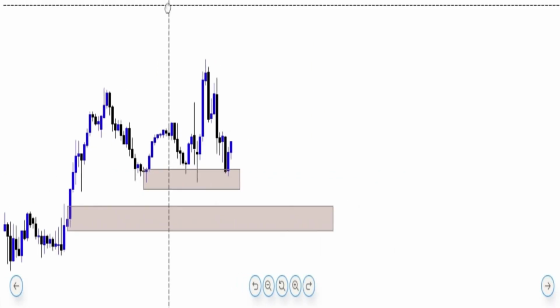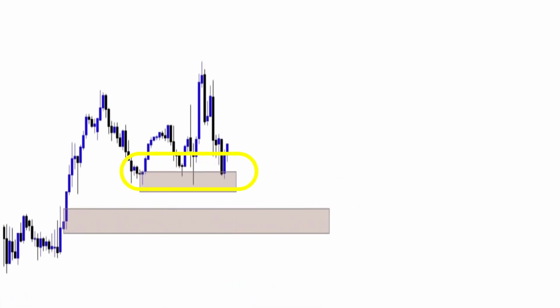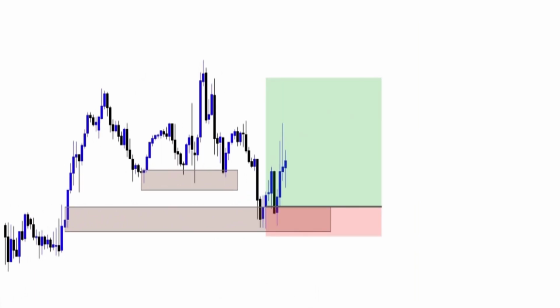Then the market formed a liquidity zone of equal lows. Now we would wait for the price to reach back to the bullish order block zone in order to initiate a buy trade. Here is our entry point. And as you can see that we made a nice 4:1 risk to reward ratio through this trade. Let us now move to another example.